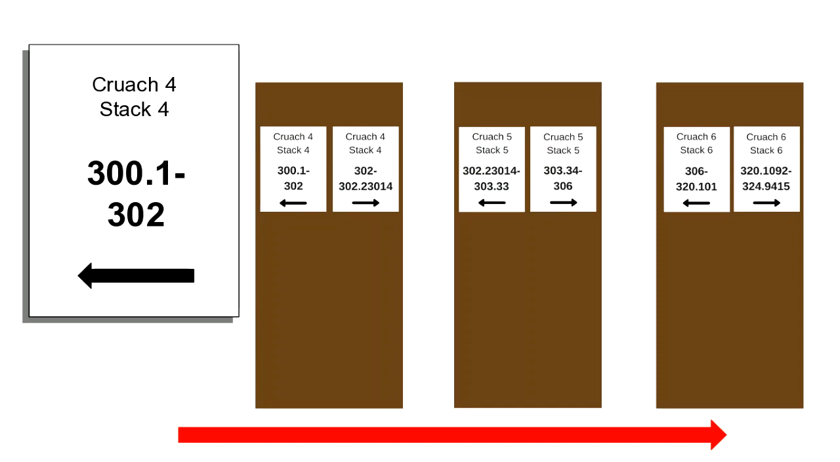If we're looking for a book that is shelved at 302.2, it will be located at stack 4, which is here, and it'll be on the right-hand side. If we look at the sign, we see that the number area 302 to 302.23014 is shelved here. So if we're looking for a book at 302.2, it will be shelved in between these numbers.